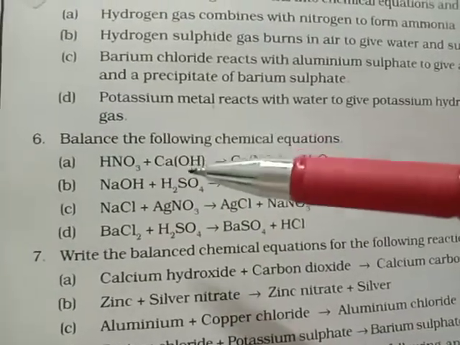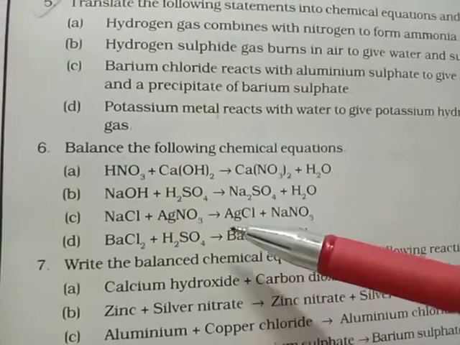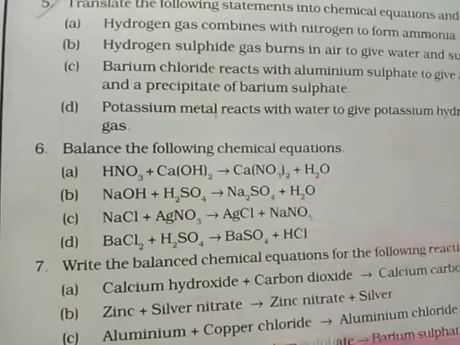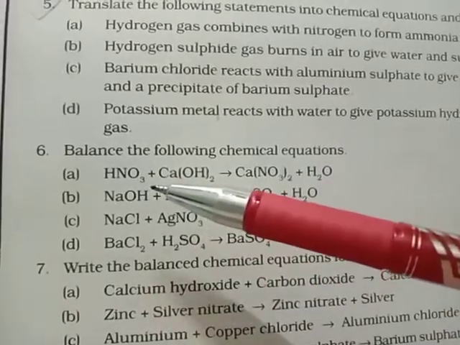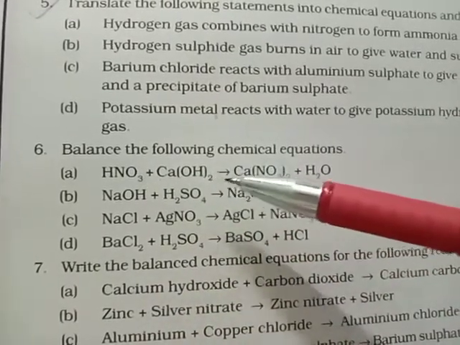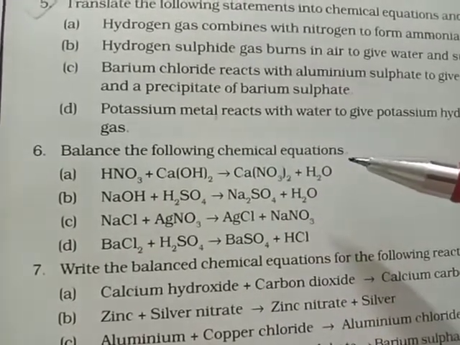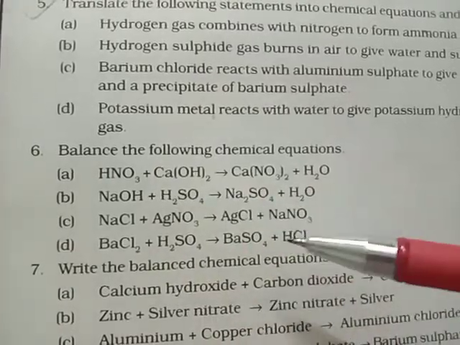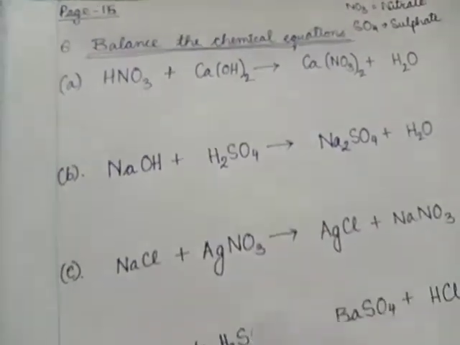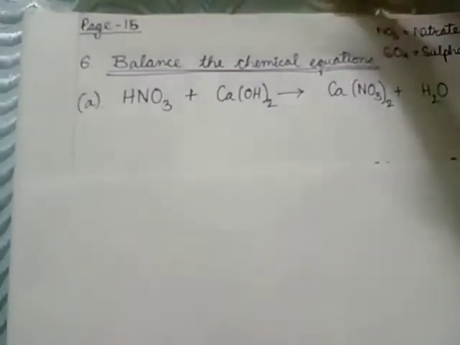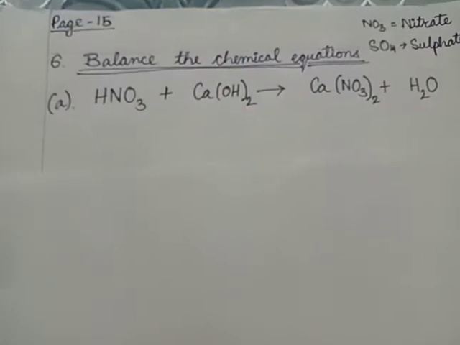Now question number 6. Here we have 4 equations to balance. The first one is A, HNO3 plus Ca(OH)2 produces calcium nitrate plus H2O. So what I have done is I have written all these 4 equations in my copy. Let us discuss the balancing of these equations one by one.